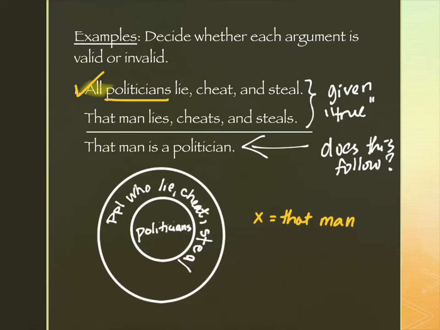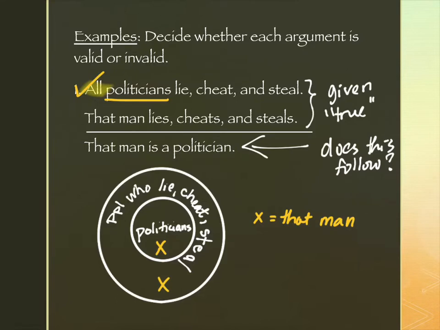Okay, so it says that man lies, cheats, and steals. So where could that man be in this diagram? Outside of the politician, but inside of the lie, cheat, and steal. Okay, could be right here. Could he be right here? Could be, right? We don't know that he is based on what we're given in those first two sentences, but could be, yeah? So he has two possible locations where he could reside.